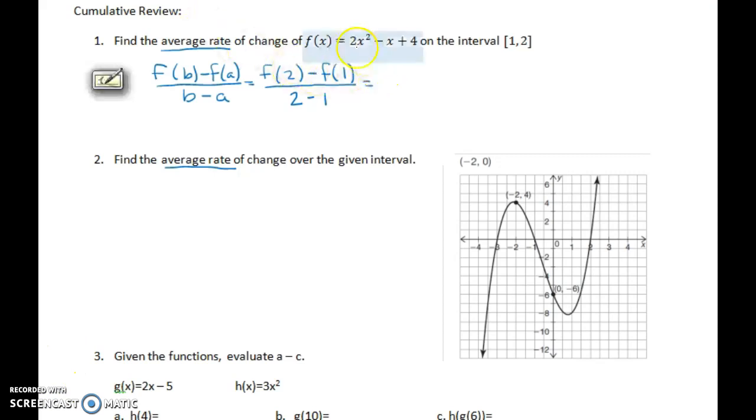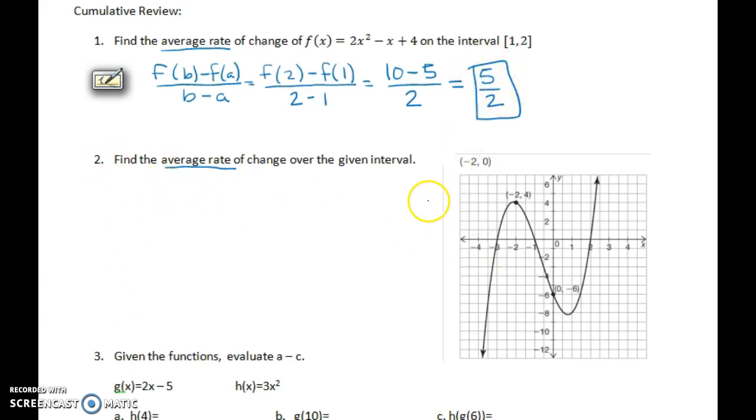When you plug 2 into this equation, you will get an answer of 10. When you plug 1 into this equation, you subtract that answer, and you will get an answer of 5. And you are dividing that by 2 minus 1. If you put that together, you get 10 minus 5, which is 5, divided by 1. This is my average rate of change. For every 1 unit to the right, my y units go up by 5.